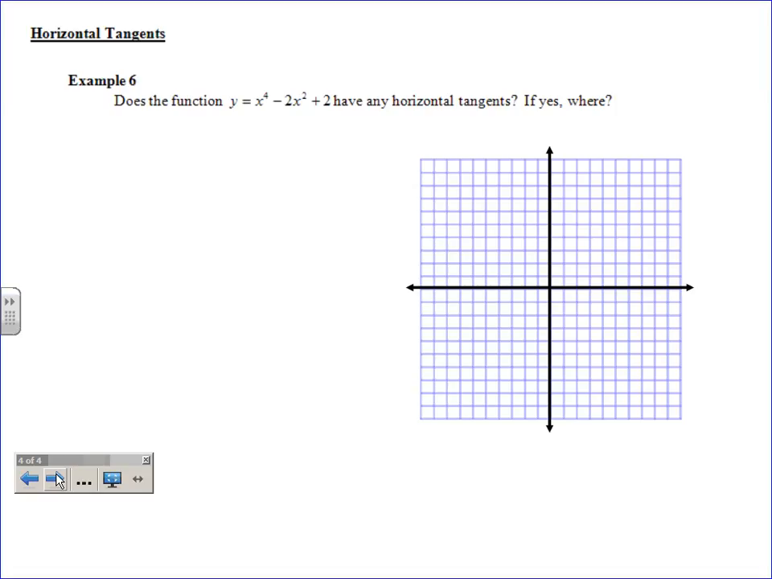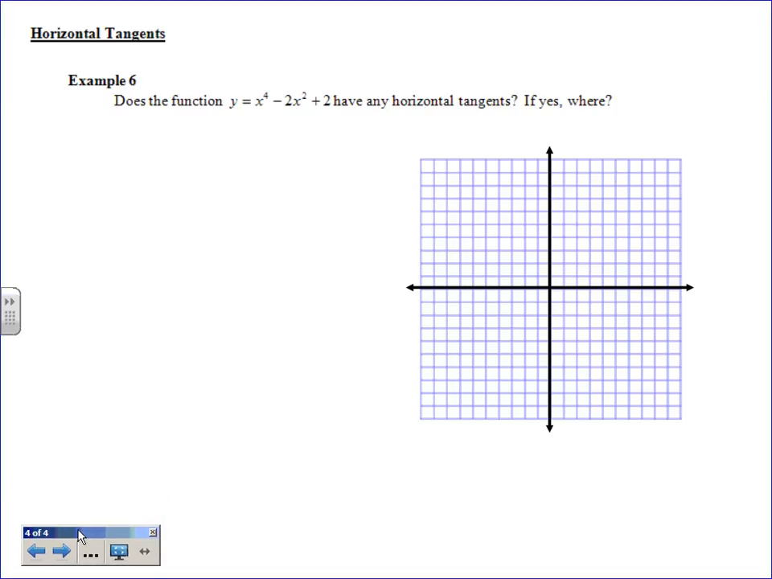All right. This is a different question. And if you truly understand what's going on, it'd be a very simple question. Does the function right there, x to the fourth minus 2x squared plus 2, have any horizontal tangents? It says if yes, where? Can anybody translate that question? Okay, does it have a horizontal slope? That's kind of what it's asking, right? Because the slope of the tangent line comes from your derivative.